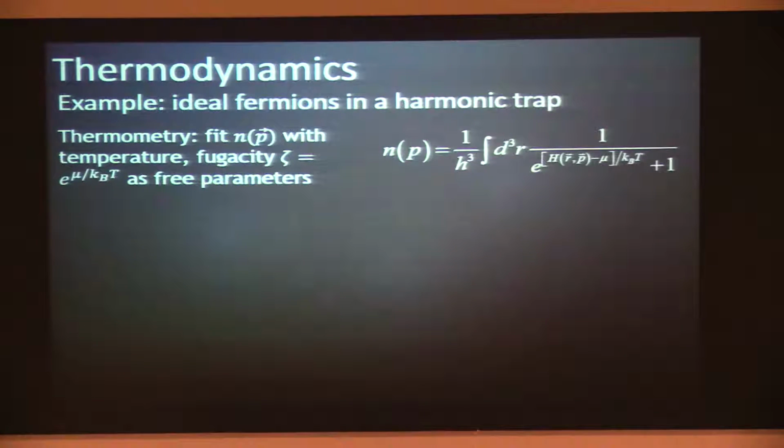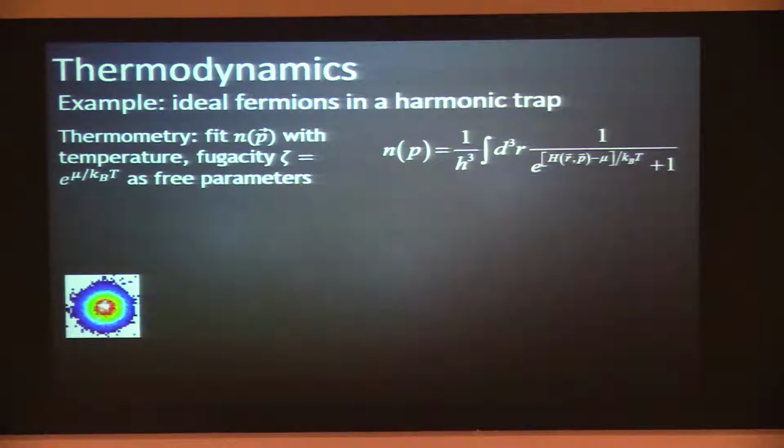For long enough so that we see the momentum distribution, we take an image, and then we can fit that momentum distribution to the answer to this integral, which is the integral for the momentum distribution. Okay? And what we do is we leave as free parameters in that fit the temperature, T, and the fugacity, which is another way of just talking about the chemical potential.